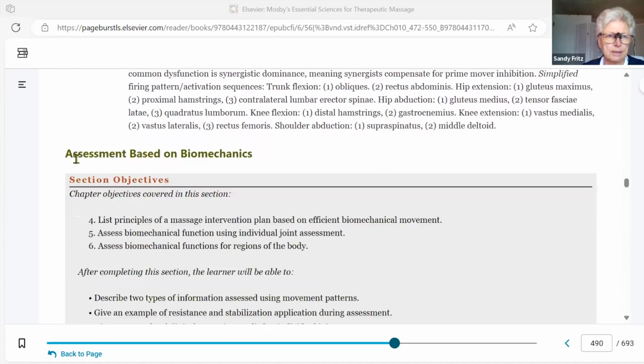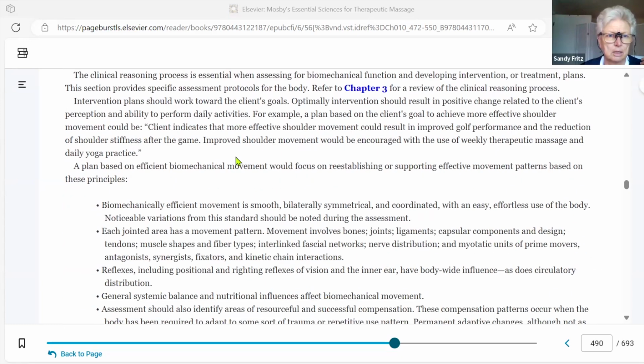Okay, now we're going to turn this into a series of assessment activities. So, again, just like I did with the muscles, I'm not going to go through every single one of these, but I want to show you how to use the book to learn. There is a basic plan here on efficient biomechanical movement, and then potentially reestablishing and supporting effective movement if it's gotten out of whack.